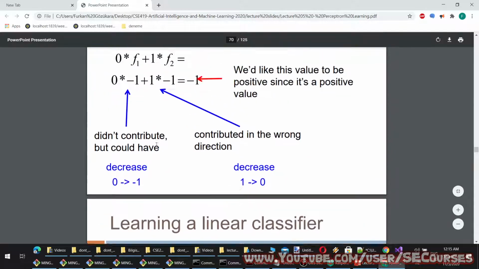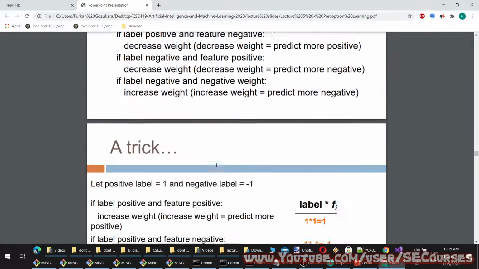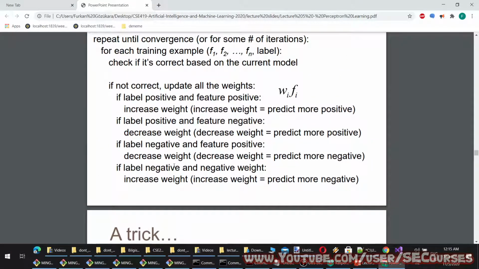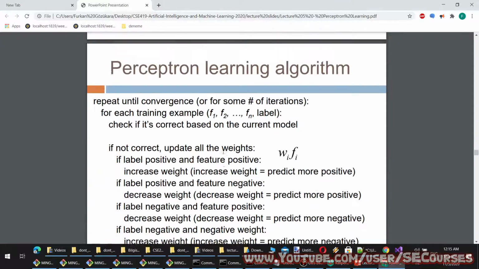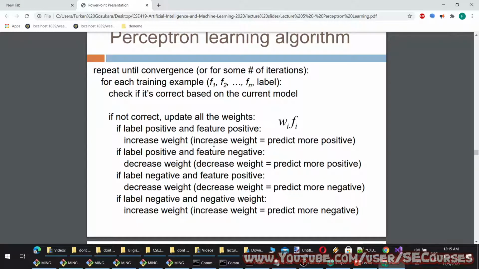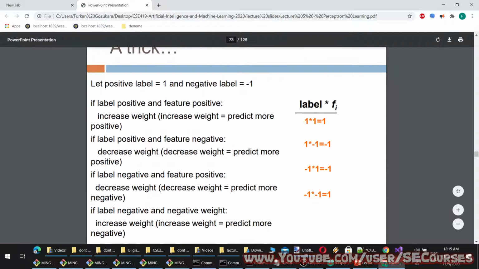Okay, so for example, here we have decreased both of them. Why? Because the label was negative and it didn't contribute. So which case is it here? It is the case here. In this case, the label was negative, the feature was positive, because it could have contributed more. Therefore, we have decreased it. Okay, so this is the simplified explanation of the perceptron learning algorithm.